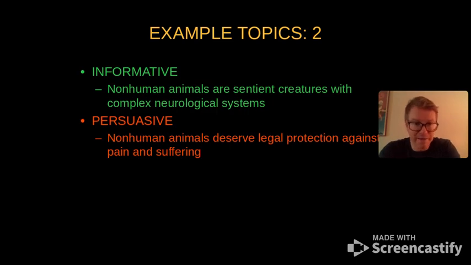And then number two, the topic that we could call something like non-human animals, or the minds of non-human animals. An informative speech would simply be teaching you a little bit about how non-human animals are actually kind of like us. They have complex neurological systems. They're sentient creatures, which means that they have self-consciousness. They know that they're alive and can reflect on their state of being.